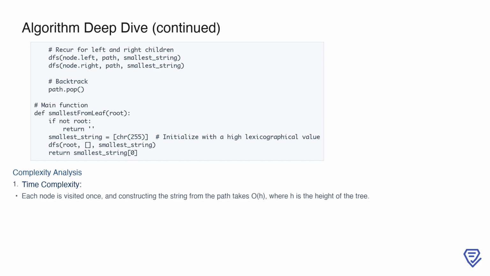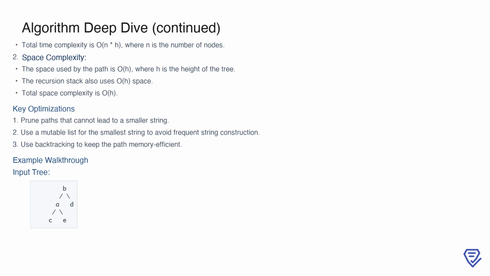In terms of time complexity, each node in the tree is visited exactly once. Constructing the string from the path takes time proportional to the height of the tree, so the total time complexity is O(n*h), where n is the number of nodes and h is the height. This ensures that the algorithm is efficient even for larger trees. The space complexity of the algorithm is primarily determined by the recursion stack and the space used to store the path. Both of these are proportional to the height of the tree, so the total space complexity is O(h).